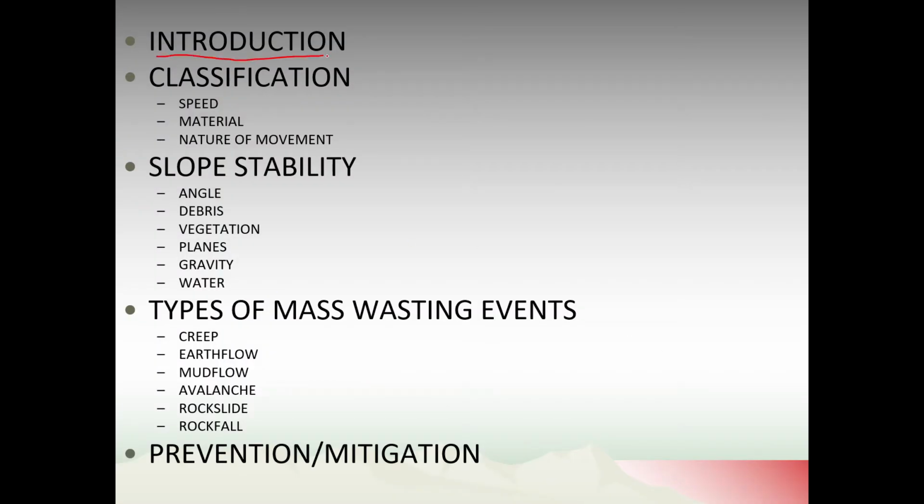So we'll introduce you to this stuff. I'll talk a little bit about classification. You can classify these things, and then slope stability, which is fairly important. These are all the variables that can affect whether or not you may have a mass wasting event. Then we'll talk about the different types of mass wasting events, and then what can we do about it?